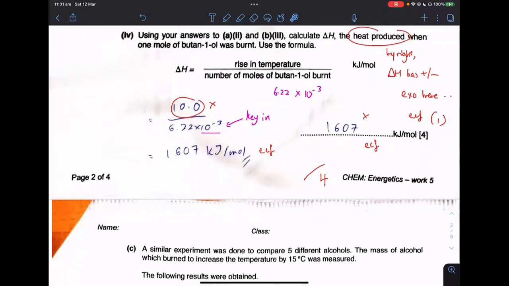Make sure you can key in this value into the calculator. There should be 6.22 once you key in. If you press the button EXP on your calculator, that means times 10 to the power of, and then you press minus 3. So that is actually 6.22 times 10 to the minus 3. When you do something divided by 10 to the minus 3, you get something like 1,000, because 1 divided by 10 to the minus 3 is 1 times 10 to the 3.